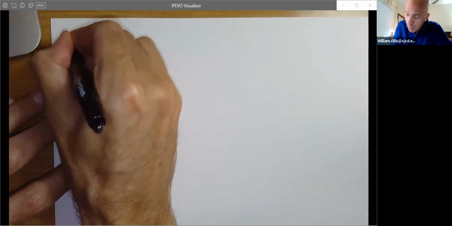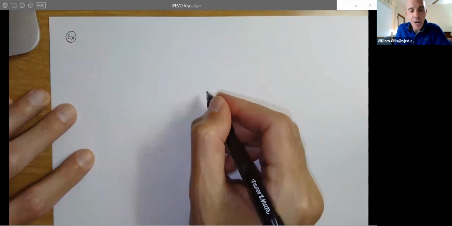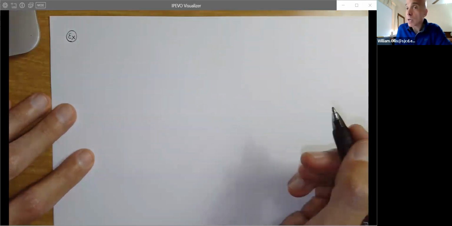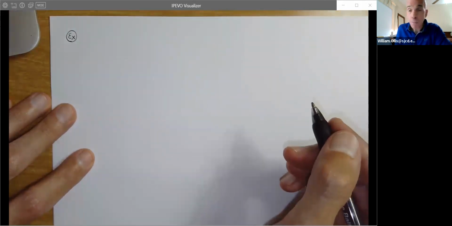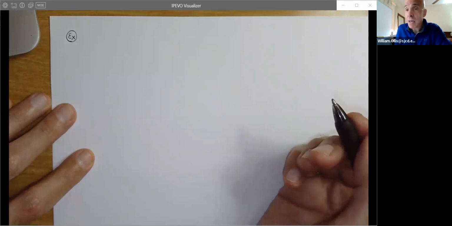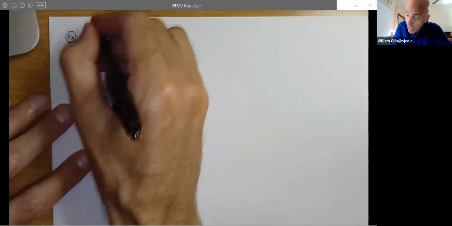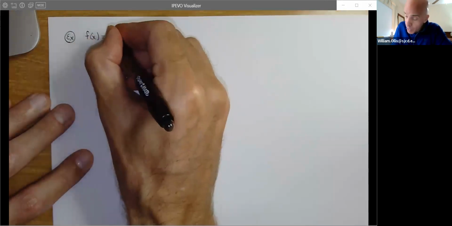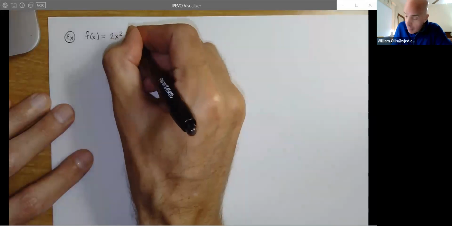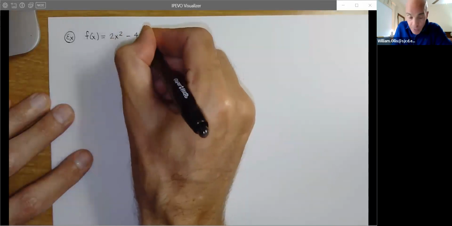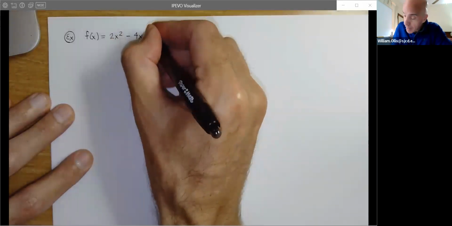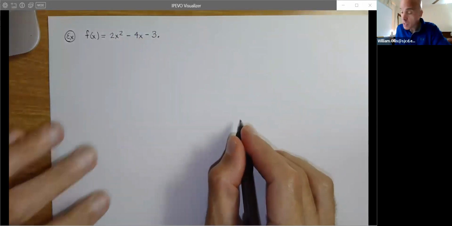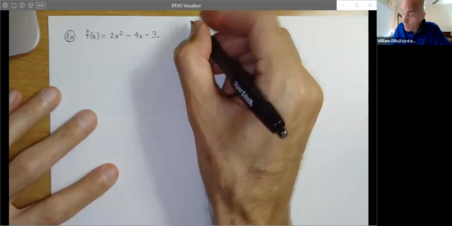Now, of course, if you're given a quadratic function, the questions might be, for instance, compute the vertex, complete the square, compute the vertex, find the intercepts. So we have f of x equals 2x squared minus 4x minus 3. That's a quadratic function. So here's what I'm going to ask us to do.